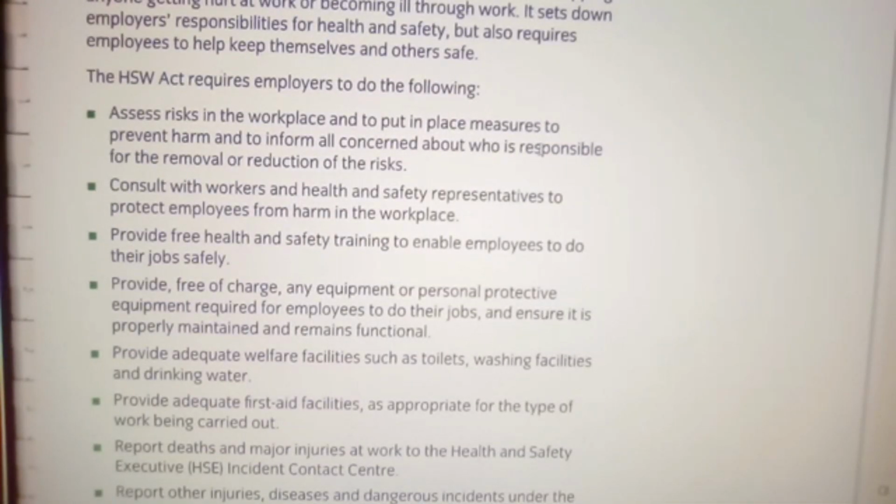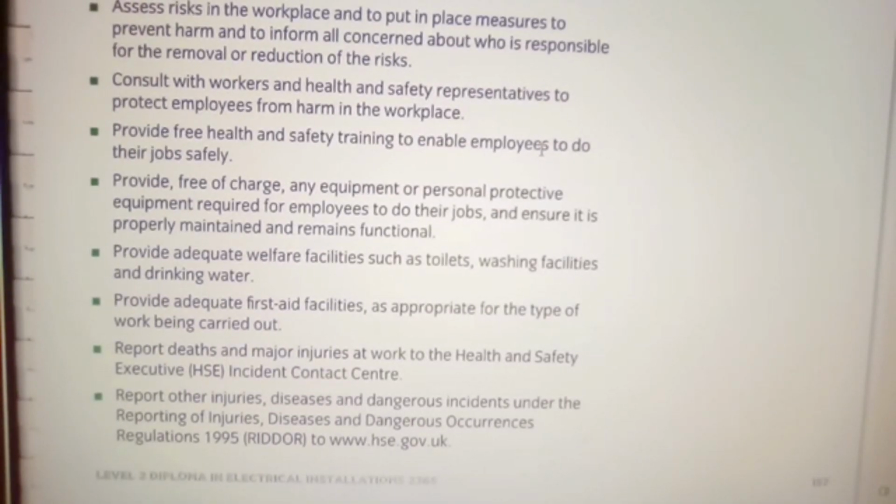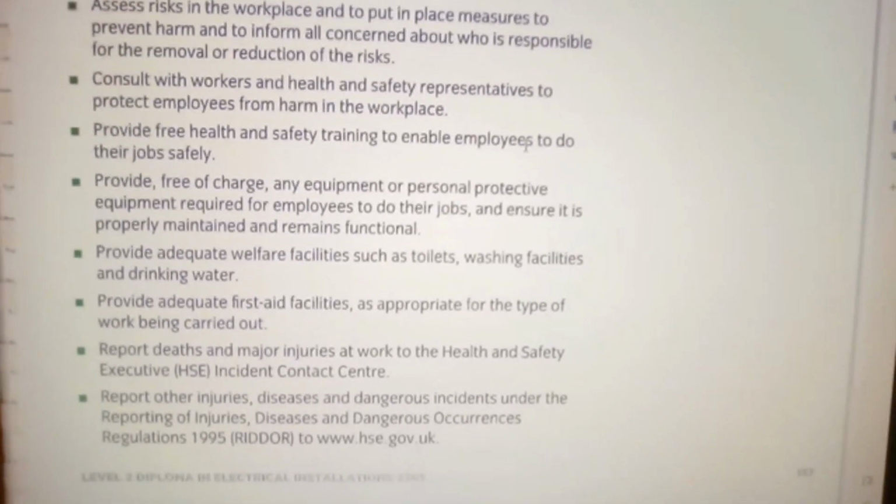Now, I'm not going to read this to you. The aim here is for you to be able to read this for yourself and to extract the information that is relevant to you as a whole.